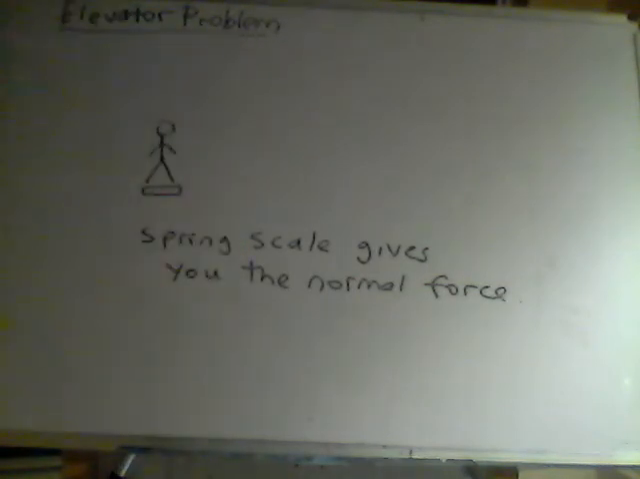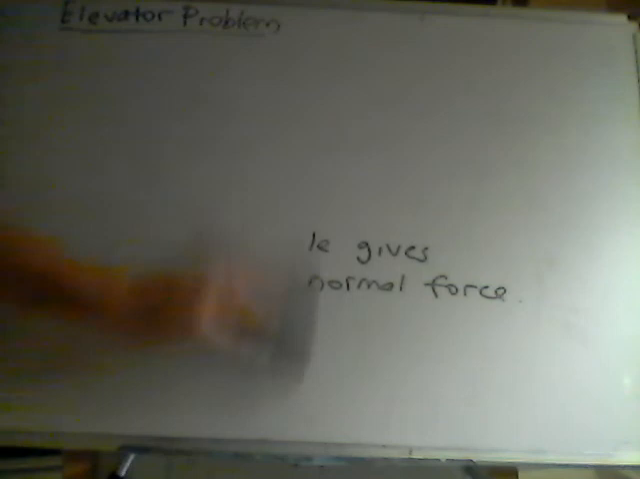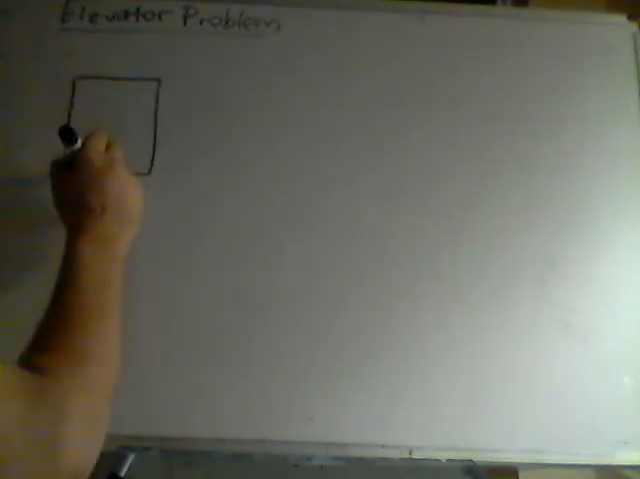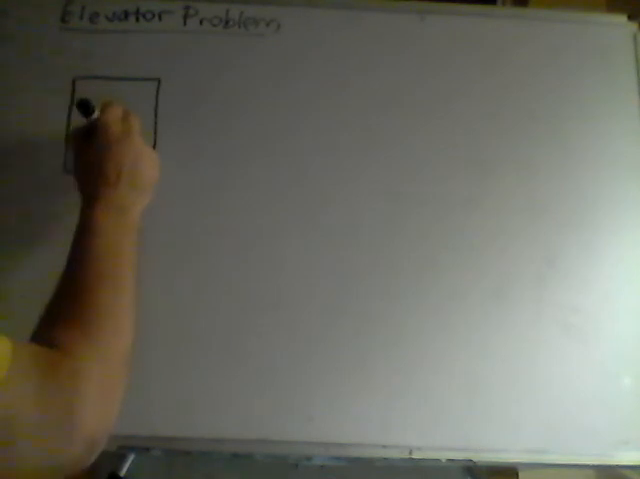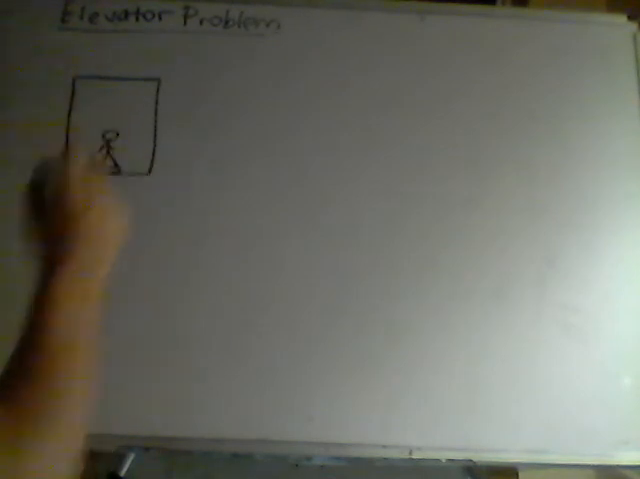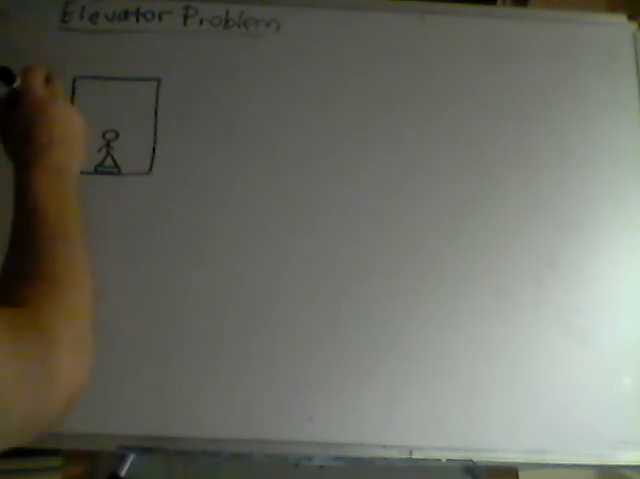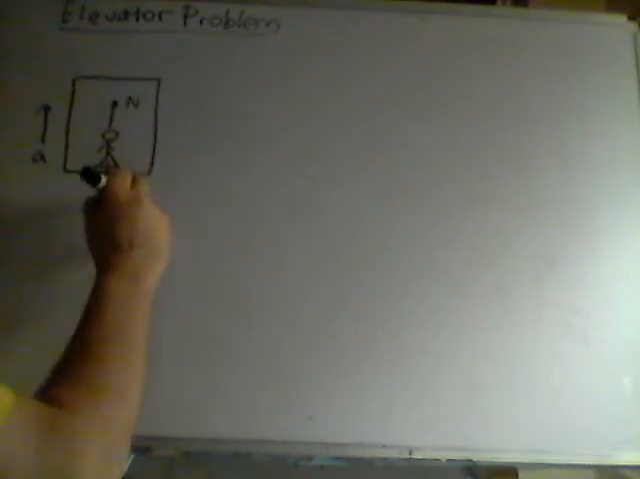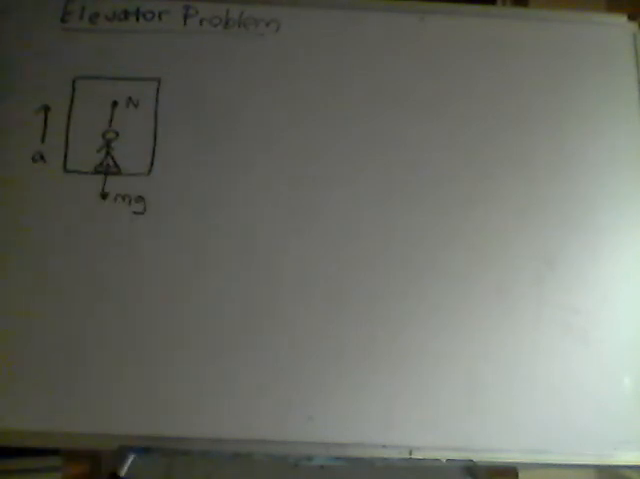Now here's the situation. What if you're inside of an elevator? What does your spring scale tell you now? Let's imagine in part A, we're going to assume that the elevator is accelerating upwards. So you're in an elevator, and you're on the spring scale. Now, let's assume that the elevator is accelerating up. You always will have a normal force going up, and your weight will be going down.